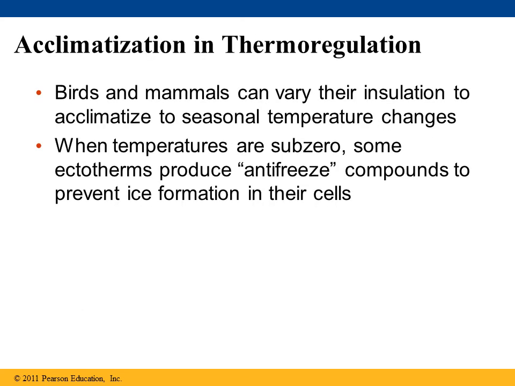So let's talk about how an animal makes adjustments to their body temperature in response to the environment. Birds and mammals can vary their insulation to adjust to seasonal temperature changes. For example, bears or squirrels preparing for winter by bulking up on insulation or fat. Also, when temperatures are sub-zero, some ectotherms produce antifreeze compounds to prevent ice formation in their cells.